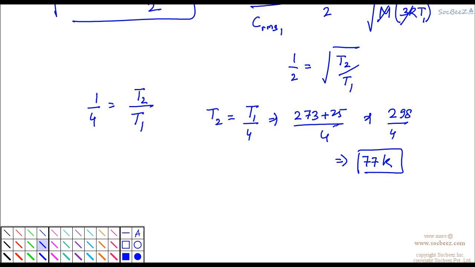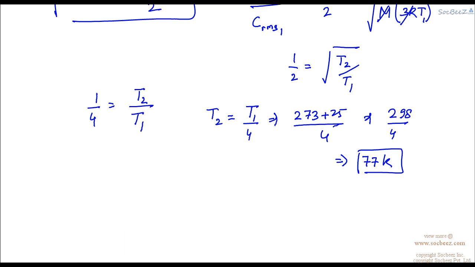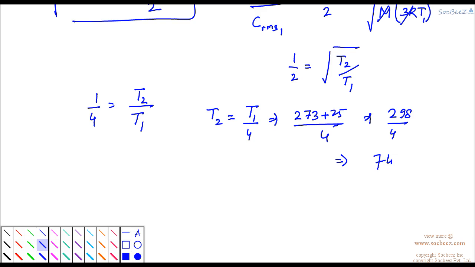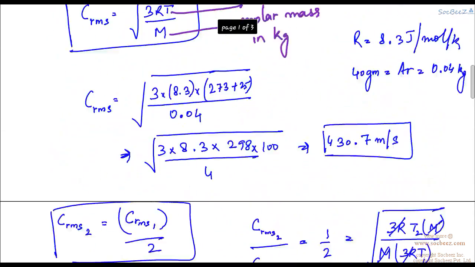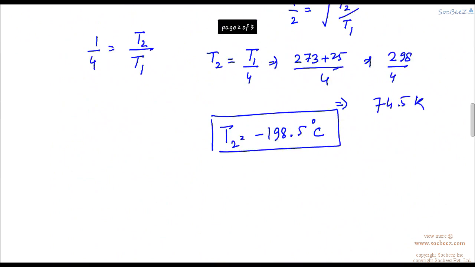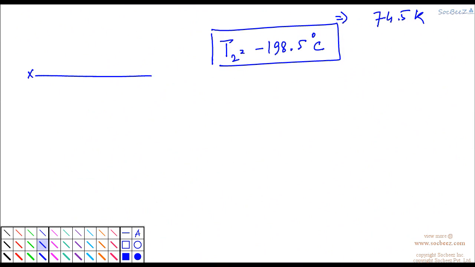Correct? So if, sorry, my mistake, it is 74.5 Kelvin, which is nothing but T2 equals minus 198.5 degree Celsius. So at such a low temperature, the CRMS would be half of the original value. So this was a simple question just based on the formula of the CRMS velocity, but the important thing here was you have to convert each and everything into the SI unit to find the answer in meter per second.